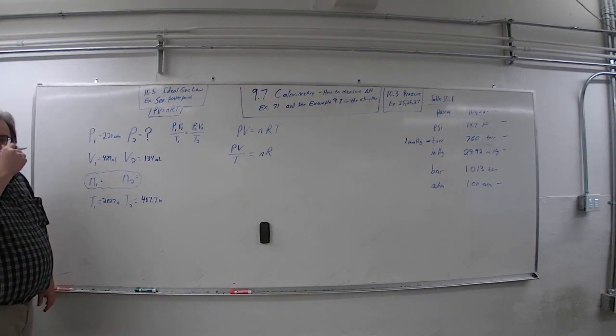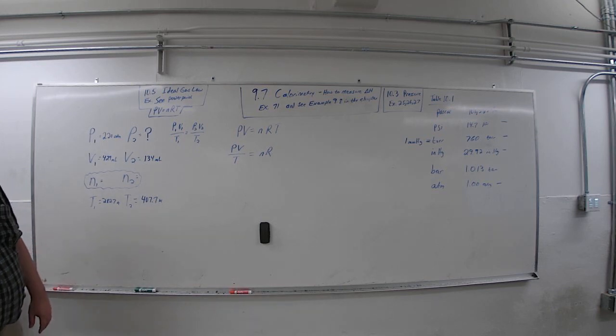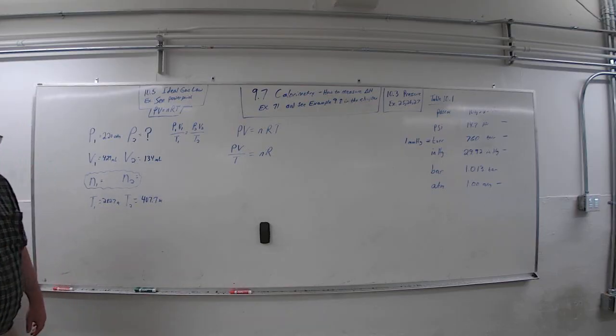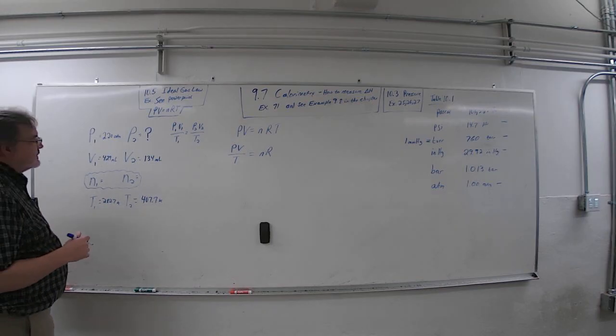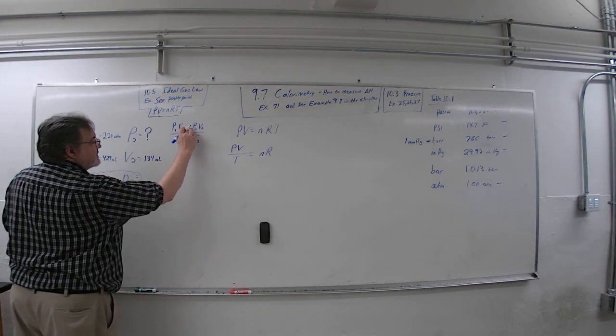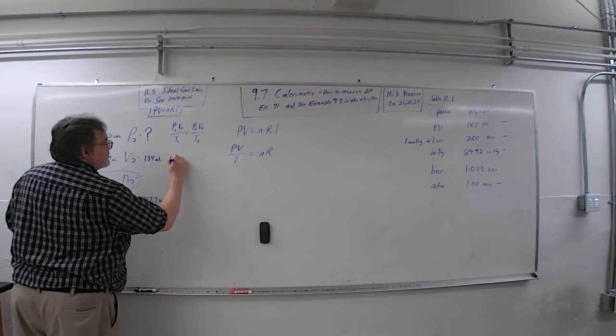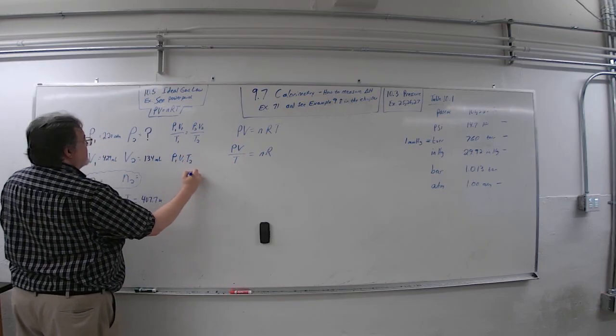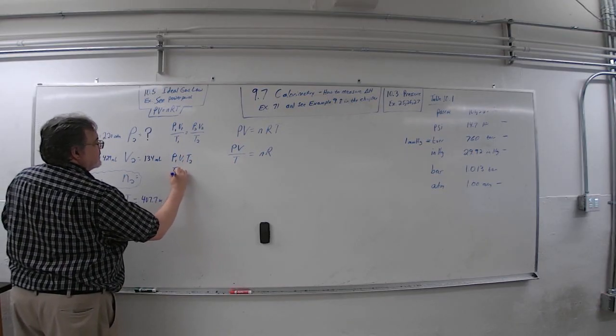So for n, do we want to use that value whenever it has a problem? Yeah. You can also be given grams, and you convert to moles, but we'll get to some like that. Okay, so we're solving for P2. P1 V1, multiply both sides by T2, and divide both sides by V2.